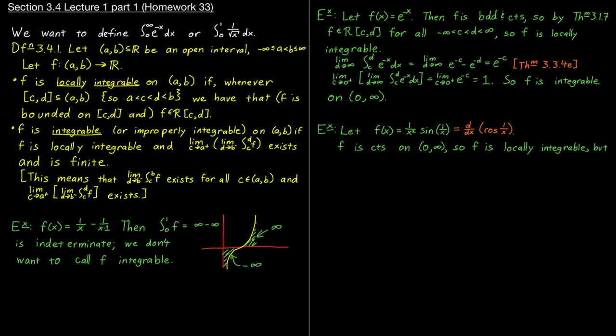But if you take the integral from C to D of f, what you get is cosine of 1 over C minus 1 over D minus cosine 1 over C. So then if you take the limit as D goes to infinity on both sides, what you end up with is, as D goes to infinity, 1 over D goes to 0, so cosine 1 over D goes to 1, so that's 1 minus cosine of 1 over C.